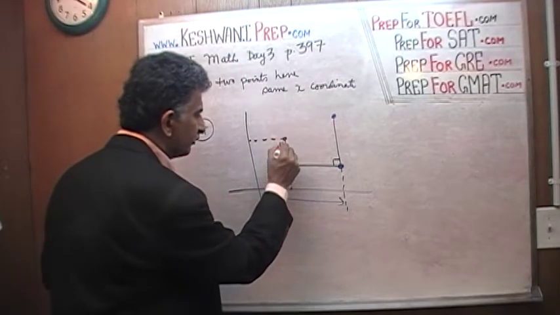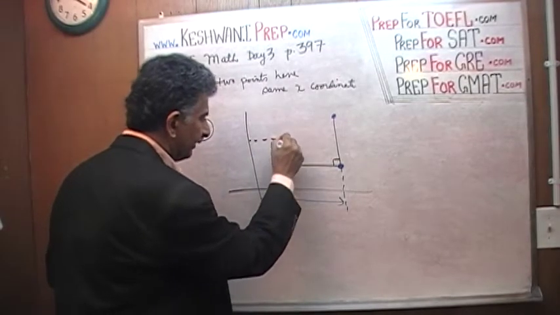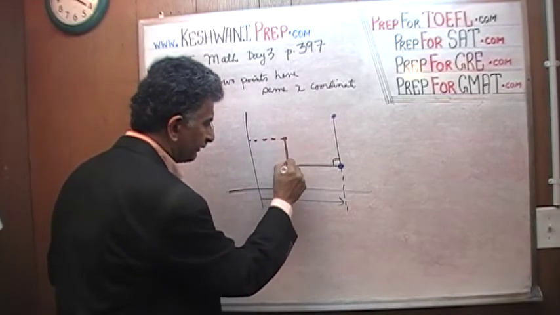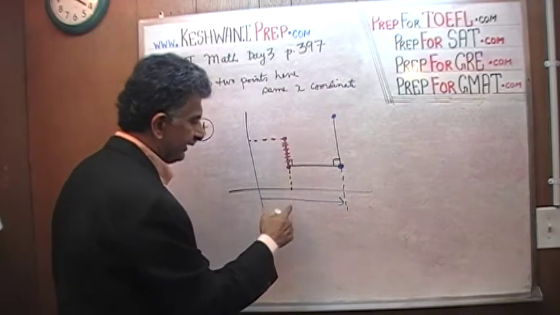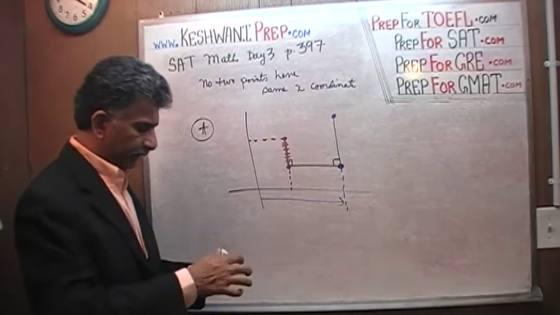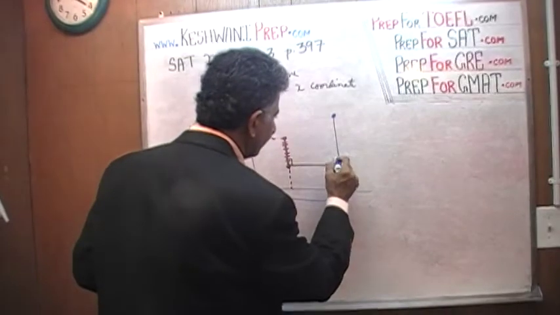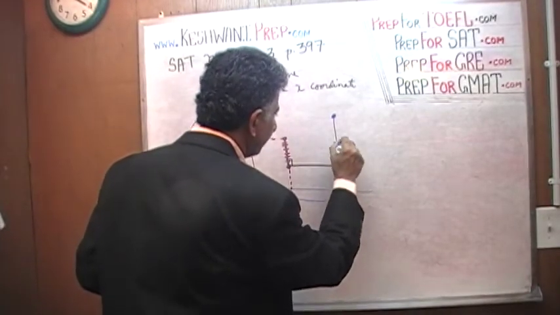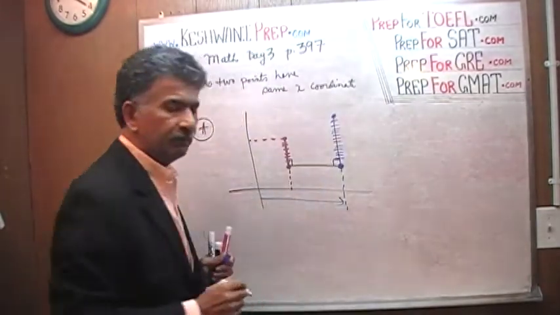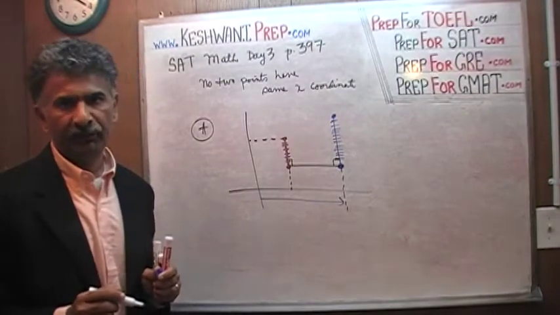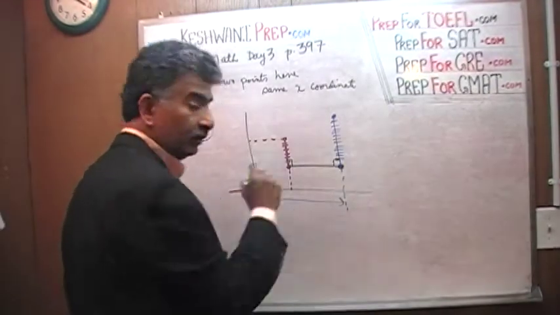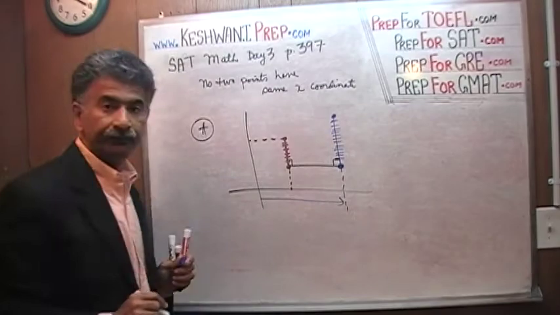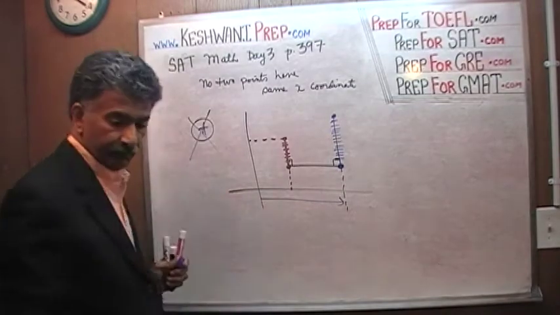Every single point that you see on this line here, every single point on this line has the same x-coordinate. Similarly, every single point on this line here, and there are infinite numbers, they all have the same x-coordinate. They have different y-coordinates, but the x-coordinate is the same. So this does not work.